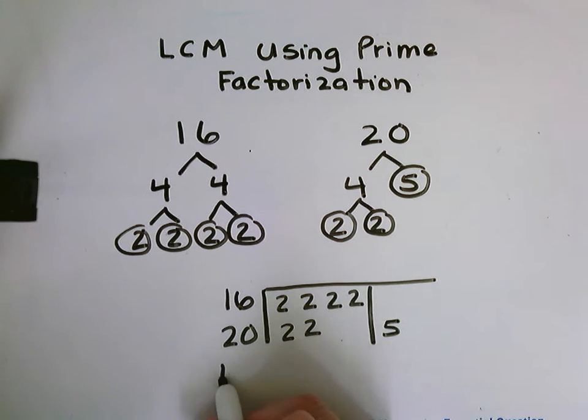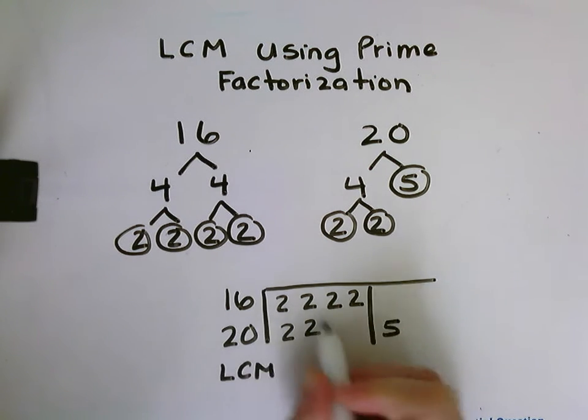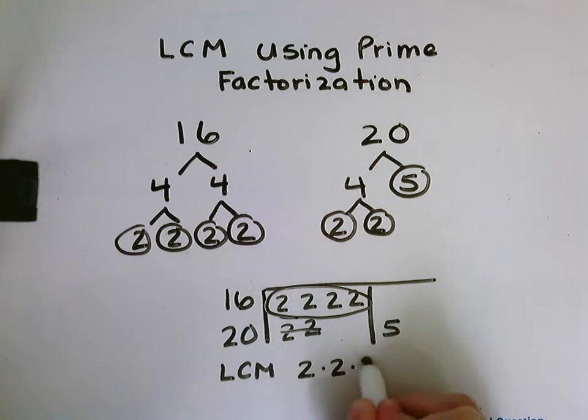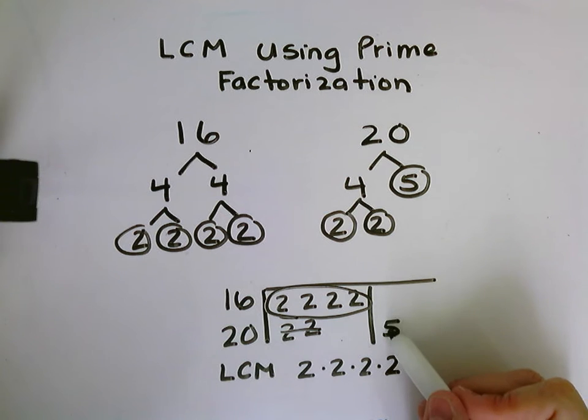When I look at these numbers, I'm going to pick the row that has more, okay? So 16 has more 2s than 20 does, so I'm not going to use these at all, and I'm going to use all of these 2s. So 2 times 2 times 2 times 2. Over here, when I go to my 5, 20 has more 5s because 16 doesn't have any, so we're going to use the 5 right there. We're going to add that on.